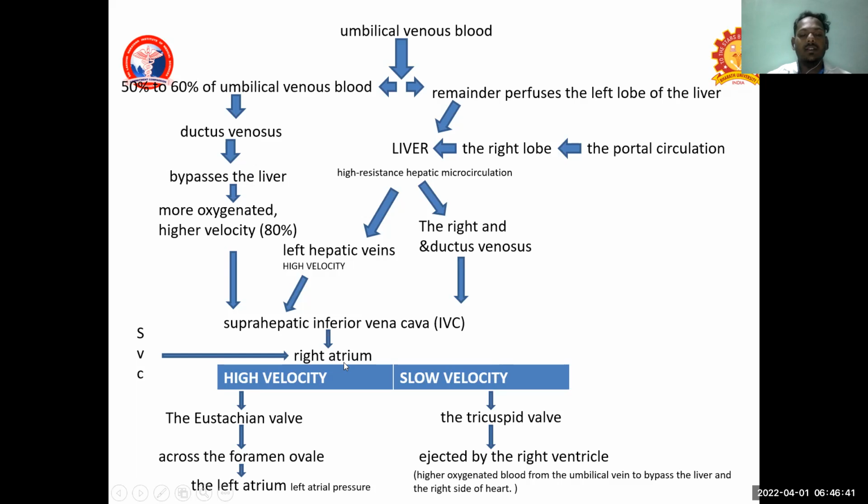This enters into the right atrium. Along with the superior vena cava, the high velocity blood hits against the eustachian valve, crosses the foramen ovale, and enters into the left atrium.